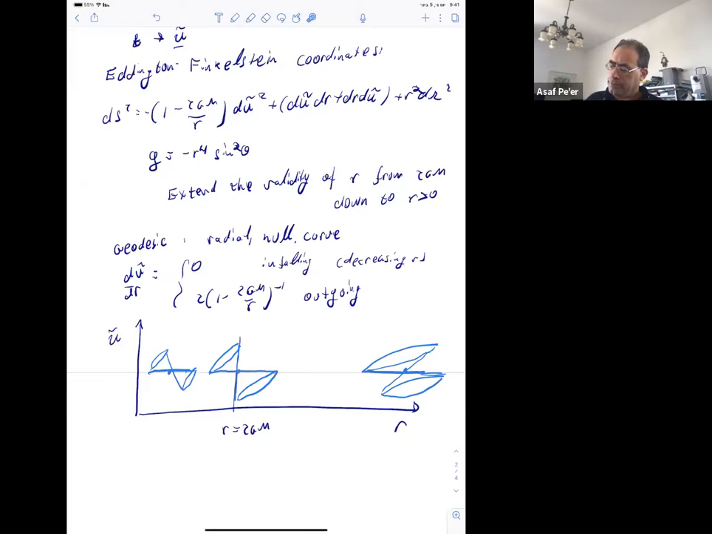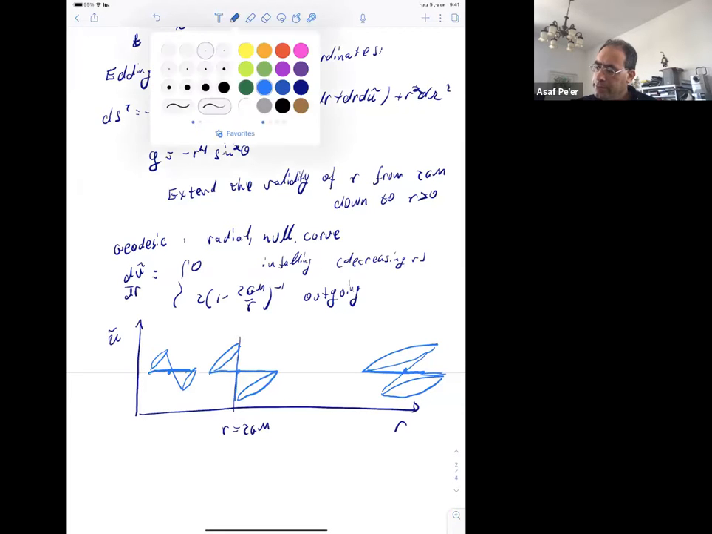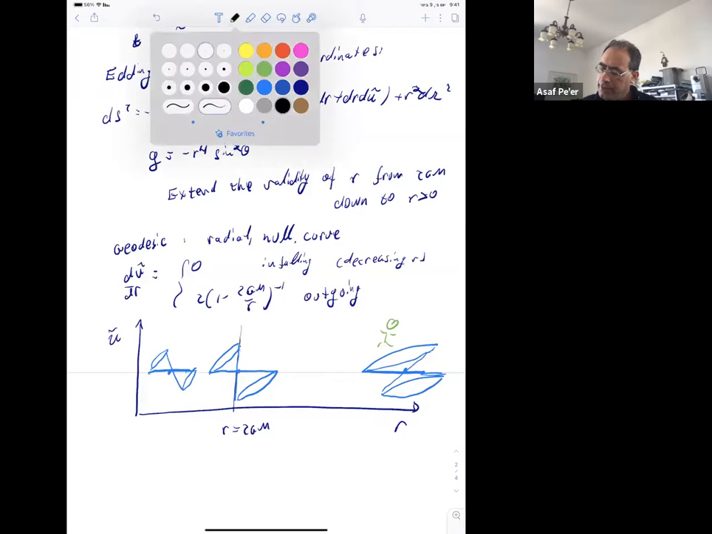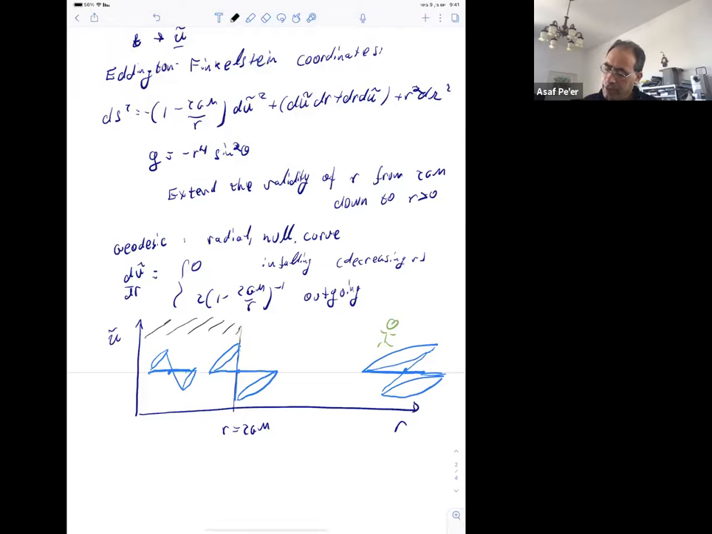Which means that no event that takes place in this region of r smaller than 2GM can ever be communicated to the outside world. So when we are an observer here, and we try to get any information from anything that may happen in this region, r smaller than 2GM, no information can reach us. Now, it does not mean that nothing happens there. Many things might be happening there. We don't know.